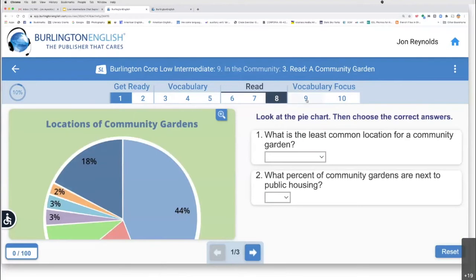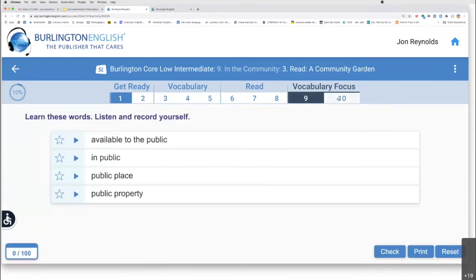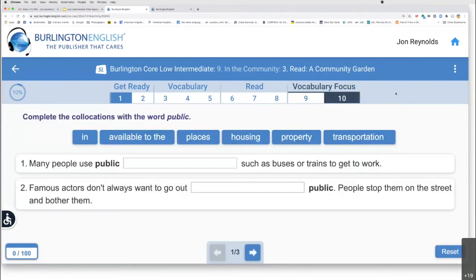What I would like to do, though, is to start talking about the vocabulary focus. So that's what I'm going to talk about here. For example, in activity number 10 here, and we're not going to do this activity, we're going to do this activity next week. But the idea is, it says complete the collocations with the word public. That's what I want to talk about here for the last part of class. What exactly is a collocation and how to use this in the example with the word public.